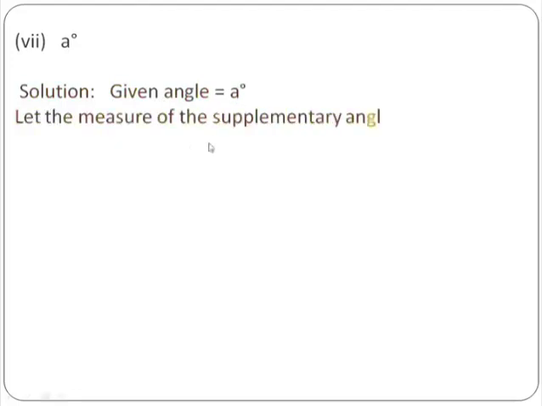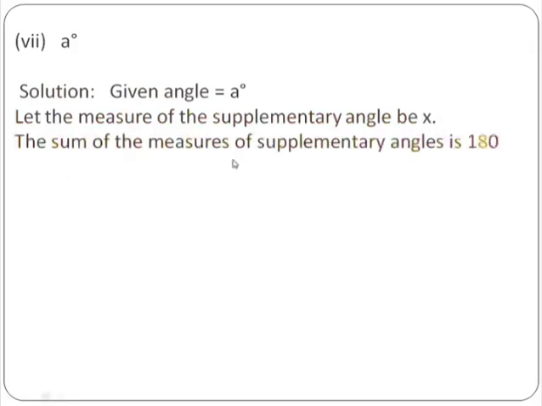Now example number 7, A degrees. Children, you have already solved this type of example in practice set 16. There we found the complementary angle for the given angle. Now we will write again, given angle is A degrees. We will consider, let the measure of the supplementary angle be x degrees.